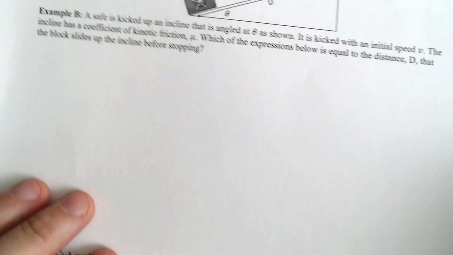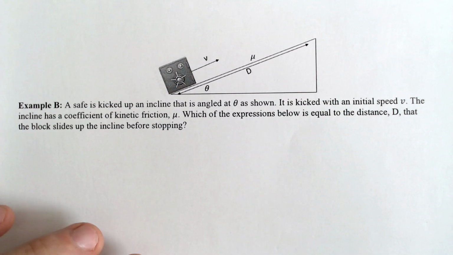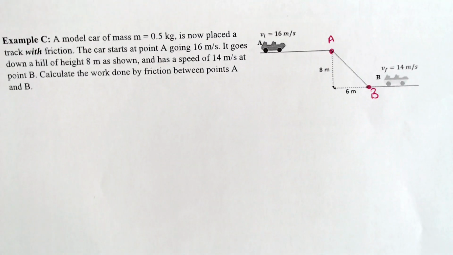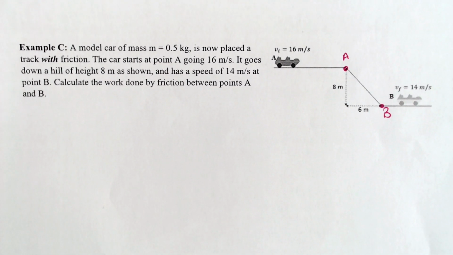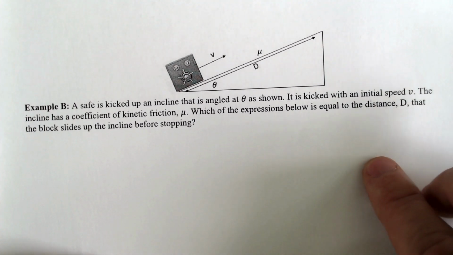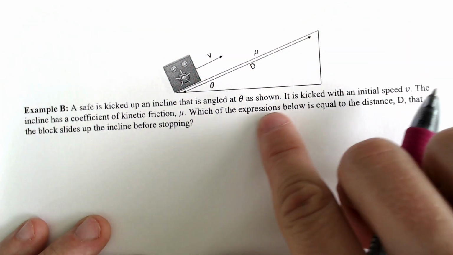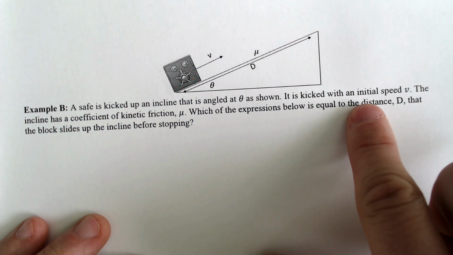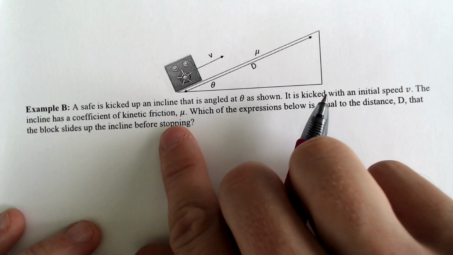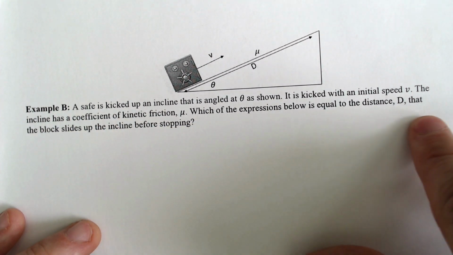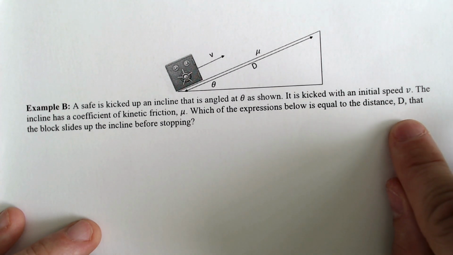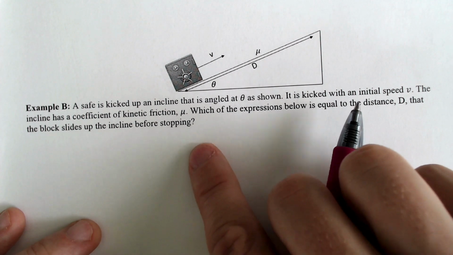This next one, we're going to try and go through quickly. It is specifically AP Physics. If you're looking for regular physics, I would go to about 3 minutes into the future to find the one after that. This one is referring to only variables, and it is a safe that is kicked up an incline with an angle shown. It has an initial speed of v. The incline has a coefficient of friction mu. Which of the following expressions is equal to the distance that the block slides before stopping?